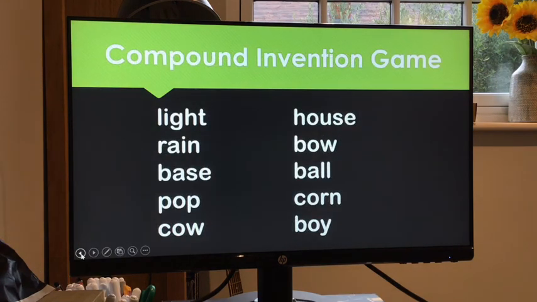So get your pen or pencil ready, invent a compound word and sell it to your friends. Try to do this with 3 different compound words. I would love to see your sentences.